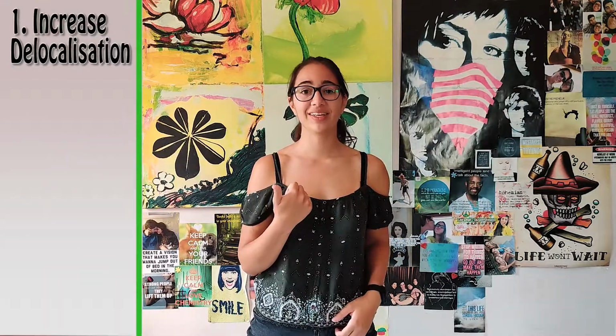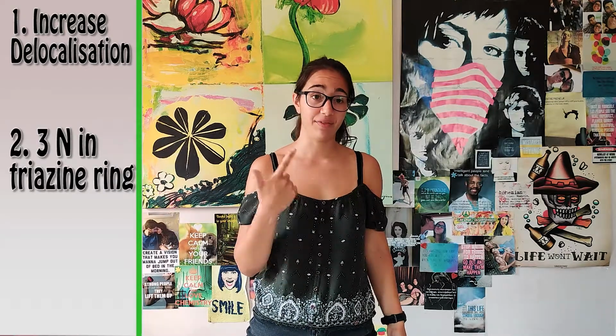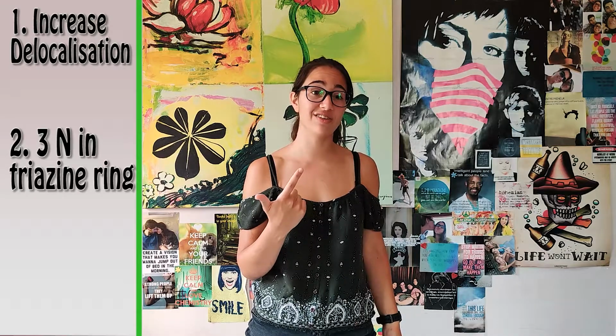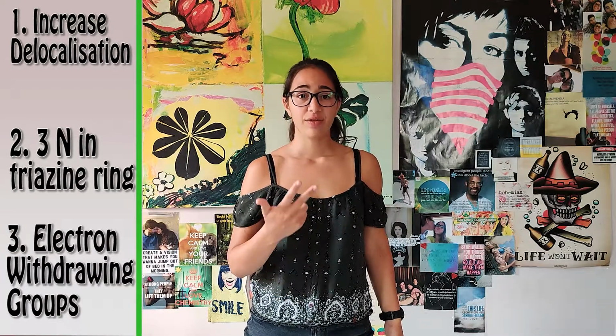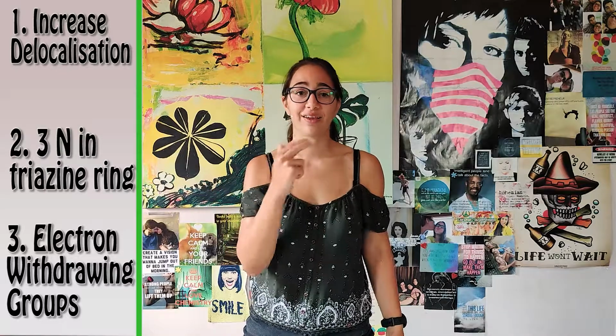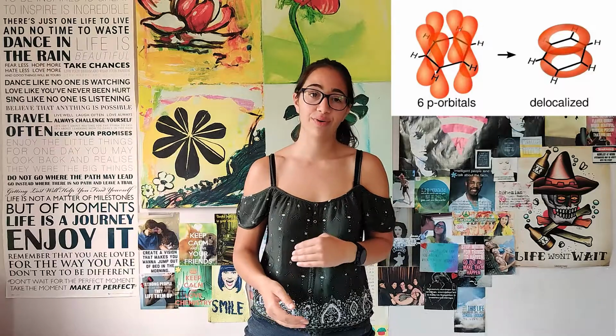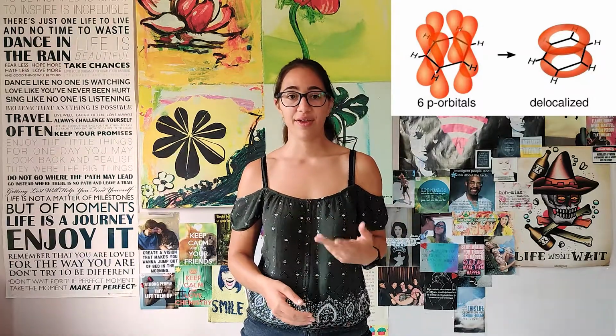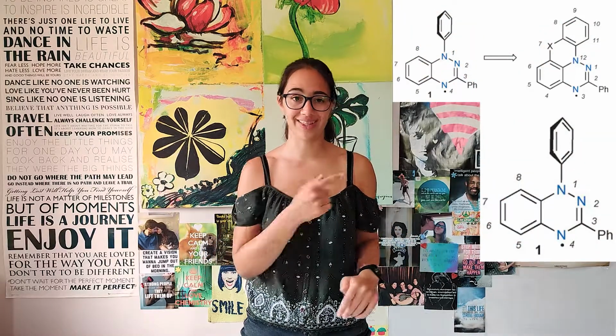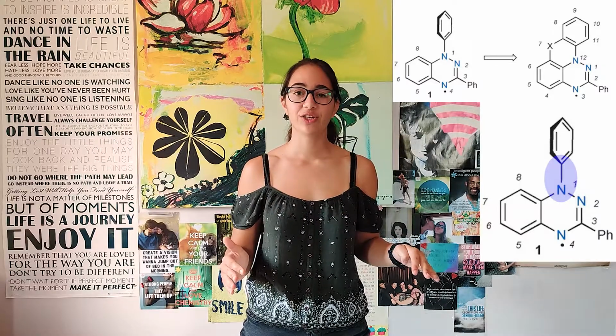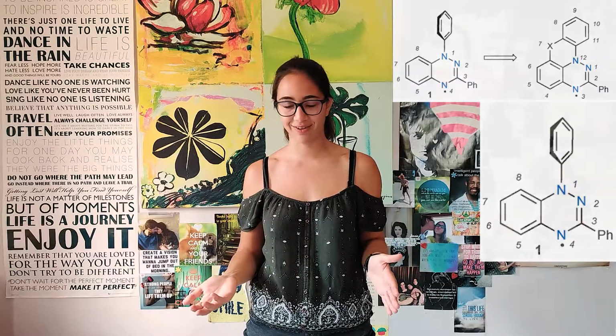The three main ways to make the radicals more thermally or energetically stable are, number one, increasing the delocalization of the unpaired electron over a large number of atoms. Number two, by having 3 electronegative nitrogen atoms in the triazine ring. And number three, through having electron withdrawing groups like the carbonyl group, nitro, or trichloromethyl. A planar system must be present in order to allow for delocalization of electrons. Therefore, it would make sense that, for example, by stopping the rotation along a bond like this somehow, there will be more delocalization and hence more thermally stable radicals.